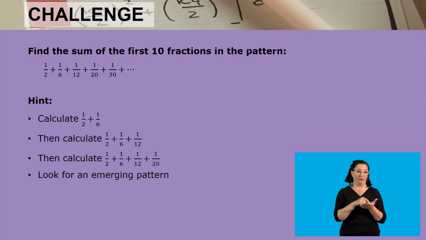So a hint, how are we going to find the sum of the first 10 fractions? We have a hint there, calculate 1/2 plus 1/6. Then calculate 1/2 plus 1/6 plus 1/12. Then calculate 1/2 plus 1/6 plus 1/12 plus 1/20th. Look for an emerging pattern. So you are going to look for the pattern with those calculations. Then you will easily find the sum of the first 10 fractions.